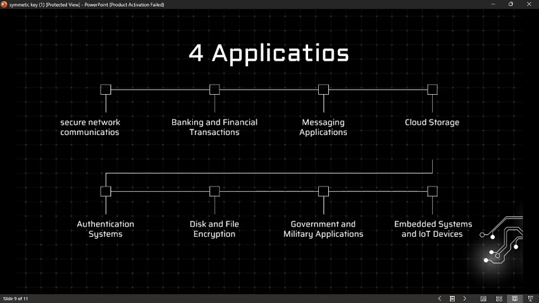Okay, next, government and military applications. They use data encryption and decryption technology to secure communication between soldiers, communication between governments, and their confidential plans and secret missions, so data cannot be leaked. Next, embedded systems and IoT devices. These are technology-based devices we usually use in home appliances, offices, and so on. We move further.